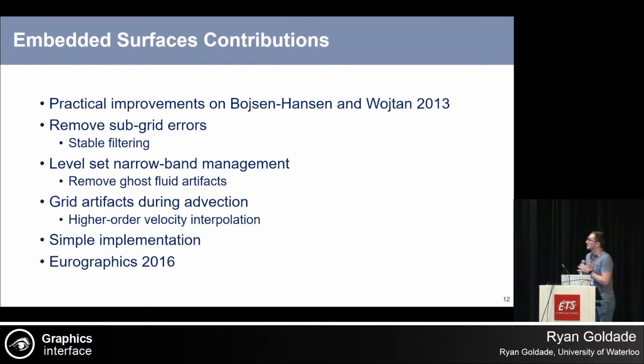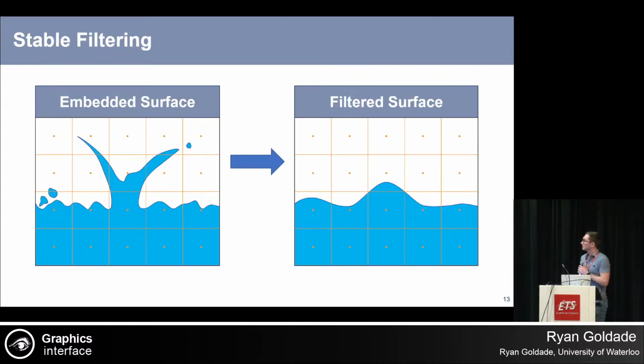So my first research project was on improving this. We wanted to remove the subgrid errors similar to what they're doing, but we want to use some sort of filtering method that's stable without time step restrictions. And we identified where some of their errors came from in the results. So we managed the narrow band of a level set, which I'll visualize in a future slide, and grid artifacts during advection due to interpolation. And the implementation to fix these problems is quite simple, which is the reason why we called it a practical method. And then we demonstrated this at Eurographics.